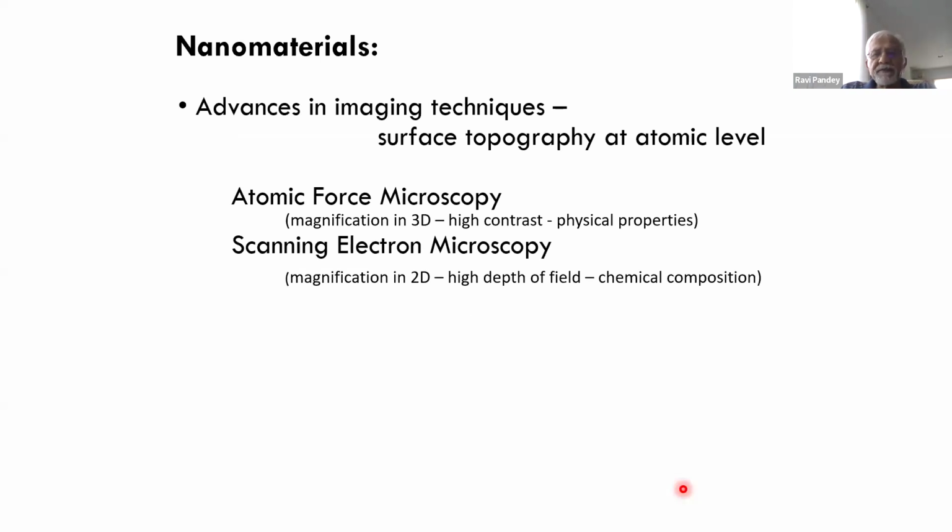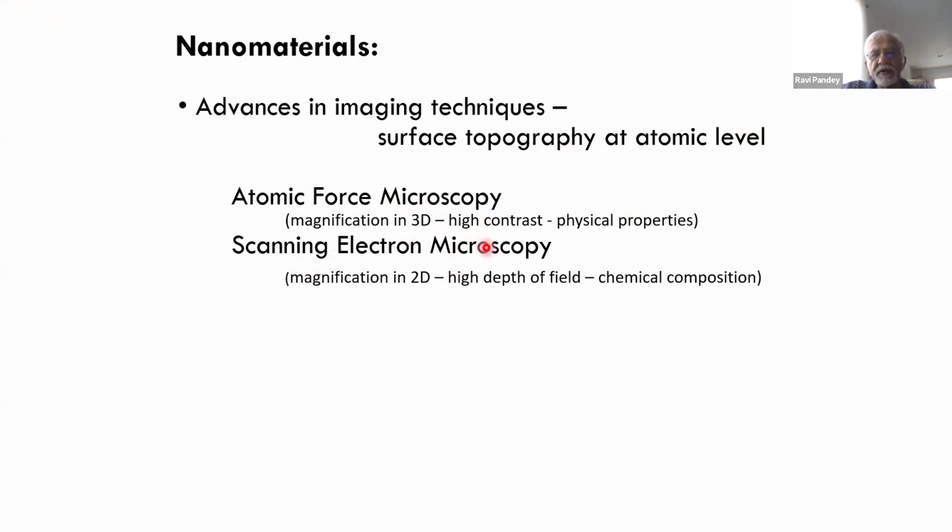So we have to be really thankful to experimentalists because of their work, we have had significant advances in imaging techniques. So we look into surface topography at an atomic level. We have two types of tools available. One is atomic force microscopy, where we have magnification in 3D, which gives us a high contrast, and we can look into the physical properties.